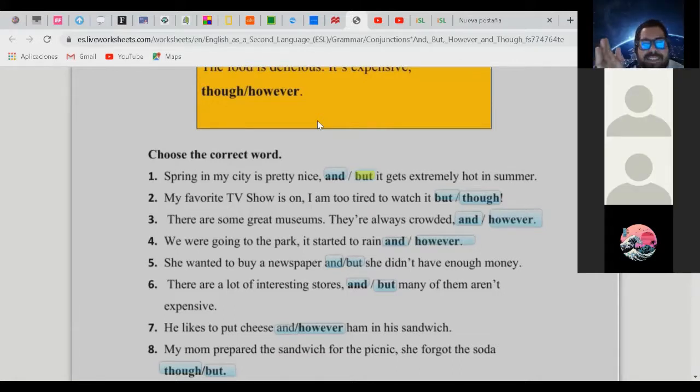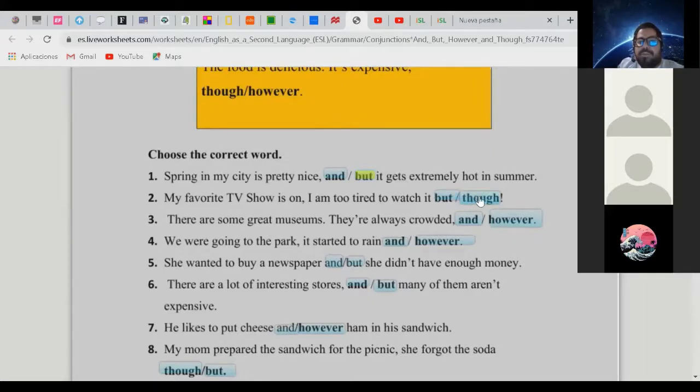So look at that, guys. My favorite TV show is on. Okay, está en ese momento pasando. Yes, my favorite TV show is on. I am too tired to watch it. But or though? Only with the order you know it. Okay, I don't know if you remember, but only with the order you know what the answer is in here.